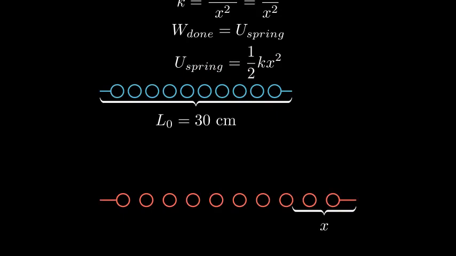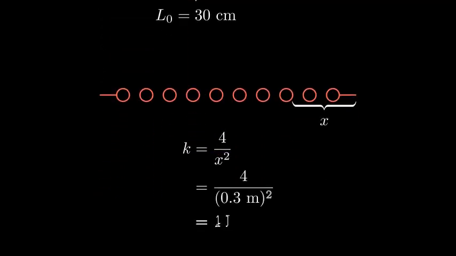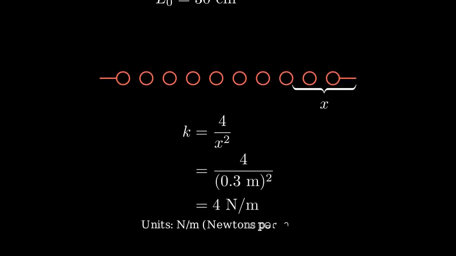Now we can calculate K. If we substitute back into our equation, we find that the spring constant K equals 4 newtons per meter. Remember that the spring constant K has units of newtons per meter, which tells us how much force is needed to stretch the spring by 1 meter.